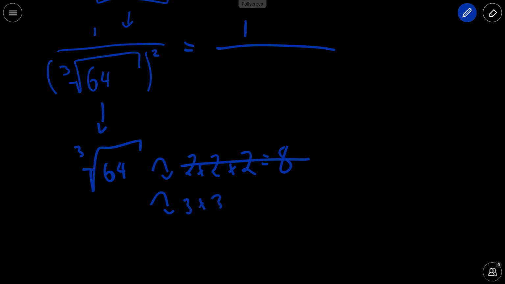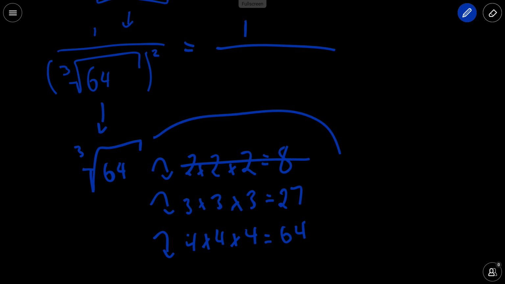3 times 3 times 3, 27. 3 times 3 is 9, 3 times 9 is 27. No. 4 times 4 is 16. 4 times 16 is 64. Beautiful. That's what we're after. So you can simplify this one to 4. All right, so we have 4 in our denominator up here.